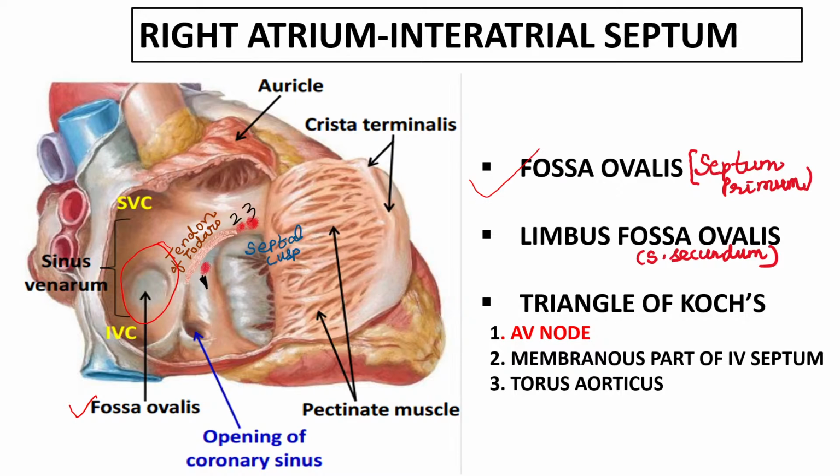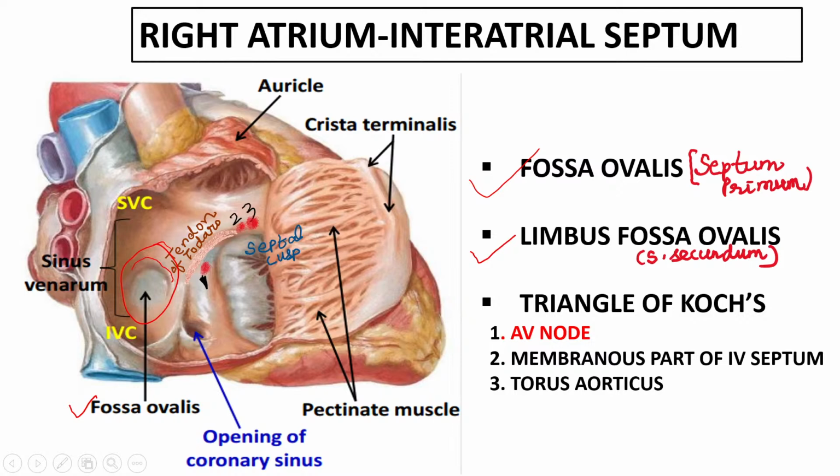And if we look at the margins of the fossa ovalis, they are sharp anteriorly and towards the right and left side. Only the inferior margin is not clear. These margins of the fossa ovalis are named the limbus fossa ovalis, and these are the remnants of the second septum of the interatrial primitive septum, that is the septum secundum.